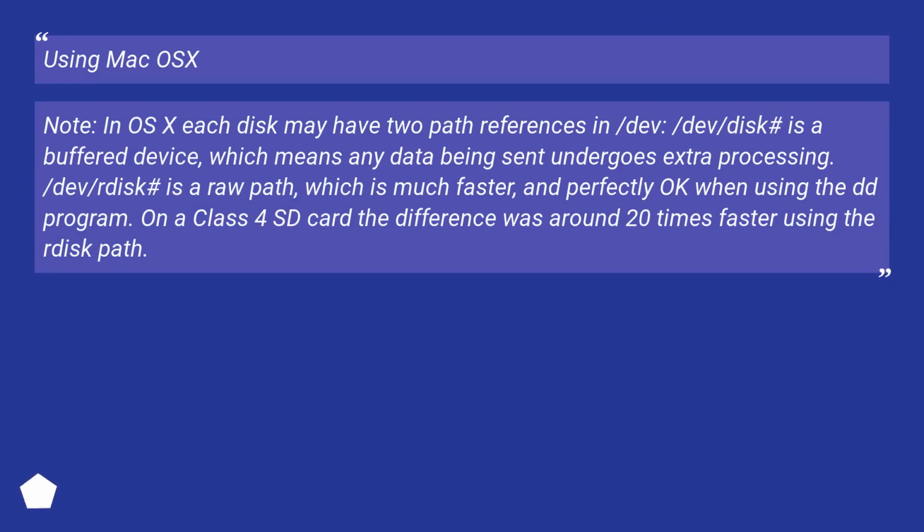Using Mac OS. Note, in OS X each disk may have two path references in /dev. /dev/disk is a buffered device, which means any data being sent undergoes extra processing. /dev/rdisk is a raw path, which is much faster, and perfectly okay when using the dd program. On a Class 4 SD card the difference was around 20 times faster using the rdisk path.